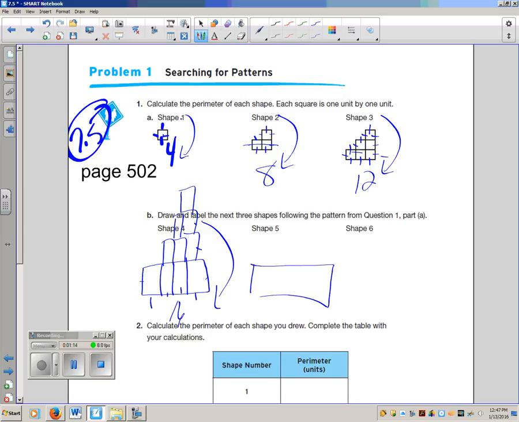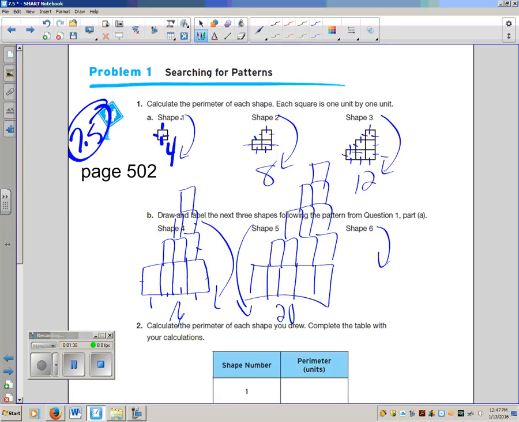Shape 5. We are going to have 5 on the bottom. 2, 3, 4. That's 5 boxes. 1, 2, 3, 4. 1, 2, 3. 1, 2, and 1. Shape 5. The perimeter of shape 5 will be 20. Right. Okay.